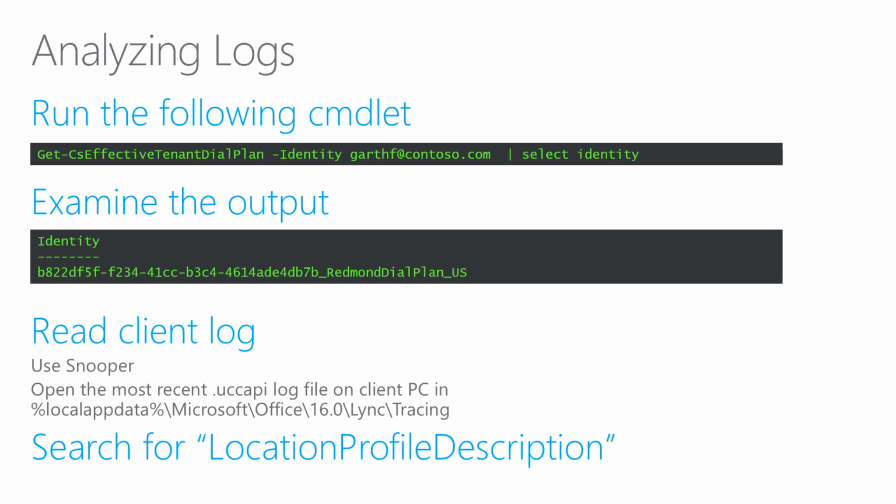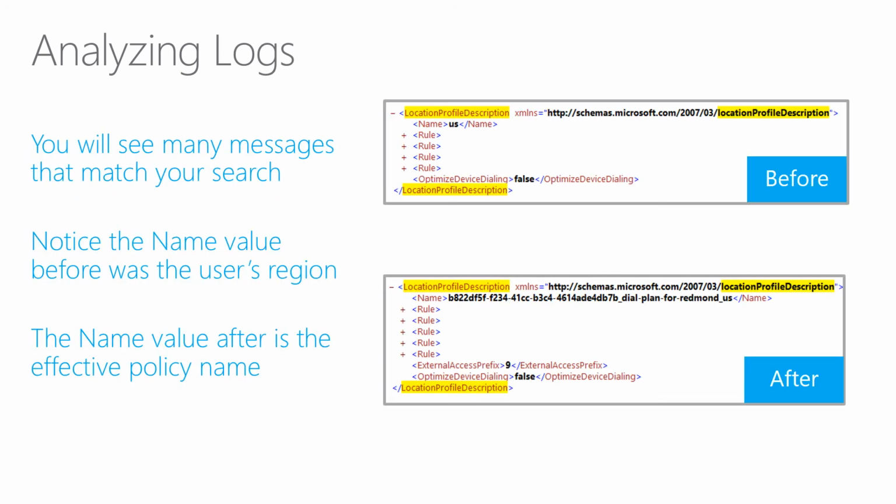So the first thing that you want to do is run the commandlet Get-CsEffectiveTenantDialPlan, specifying Garth's identity. Pipe this to Select Identity and you'll get just the identity field back. You then open up the client log file using Snooper, shown on the screen there where that client log file is located, and search for the description LocationProfileDescription. You should see many messages in your client log file that match LocationProfileDescription. And really what this is, is just the location profile, or dial plan as we call them, being sent down to your user.